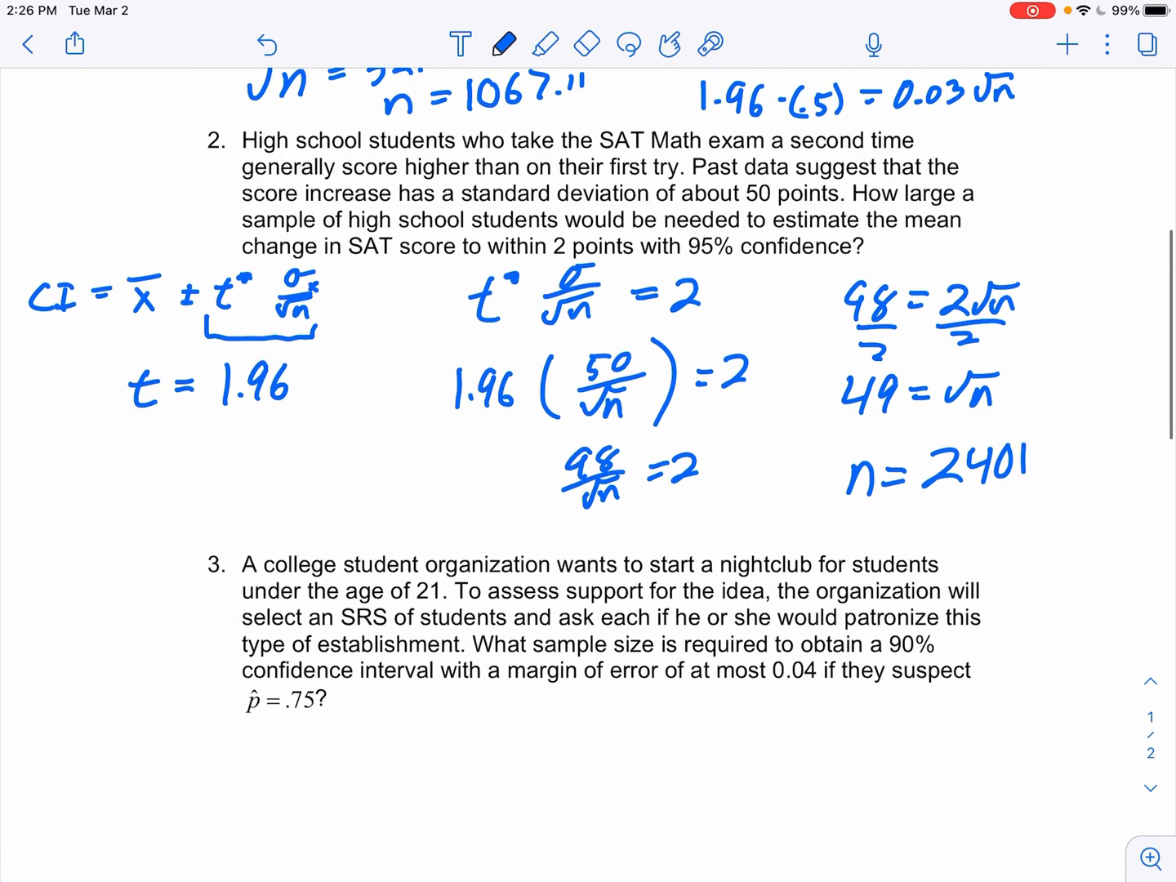Okay, I'm going to leave you to do the third one on your own. It gives you the P, so you don't have to make it 0.5, and you can just go to work. It's very similar to number 1.